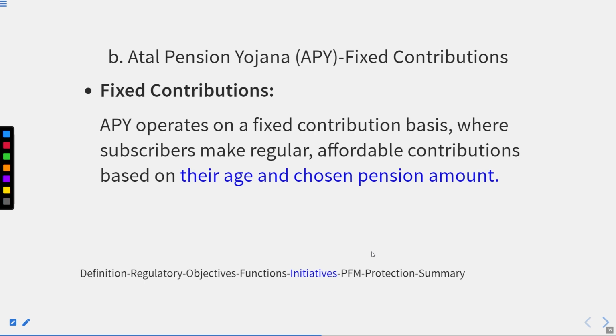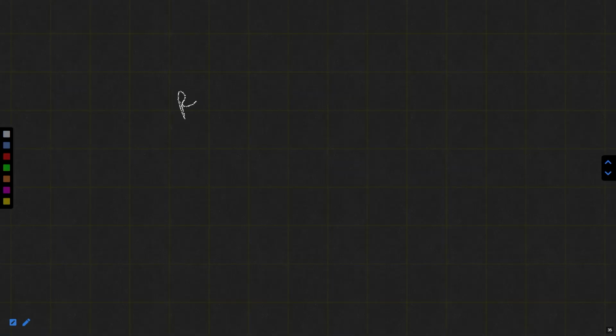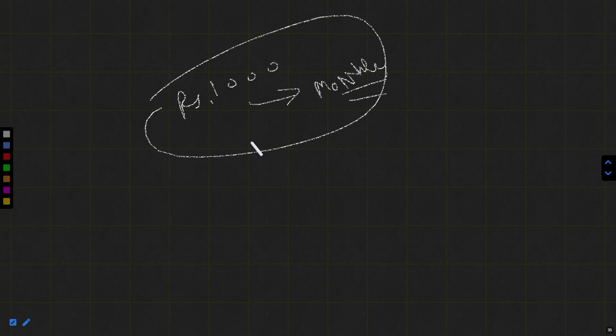Thereafter, we have the fixed contributions. APY operates on a fixed contribution basis where subscribers make regular, affordable contributions based on their age and chosen pension amount. Like in the starting of this series of PFRDA, I had told you that pension is basically a scheme where you have to contribute a particular amount periodically. The concept of APY is very similar to this. If you are a subscriber of APY, you have to make a regular but affordable contribution. It doesn't mean that if a person is earning only ₹1000 monthly and wants to be part of the Atal Pension Scheme, the contribution must be ₹1000.